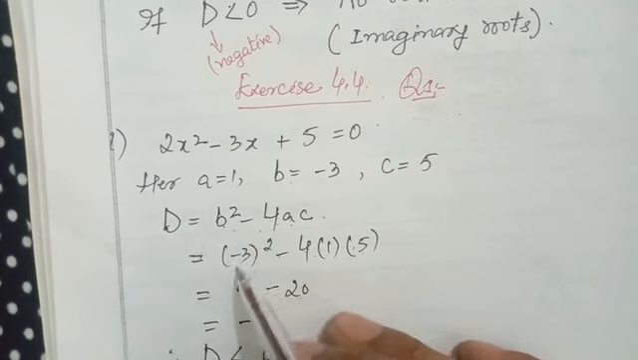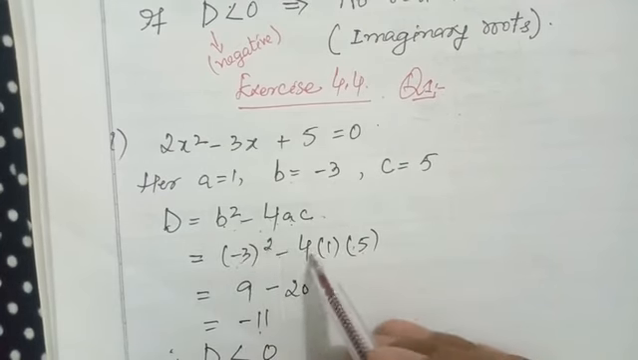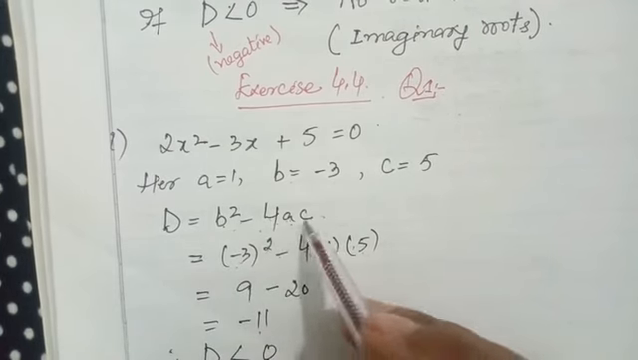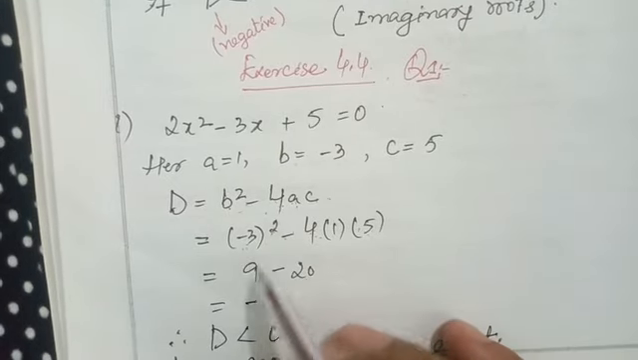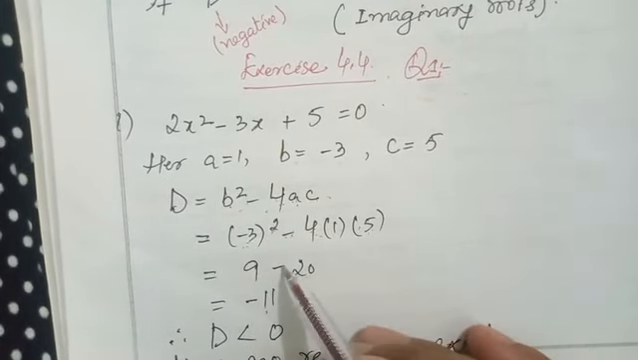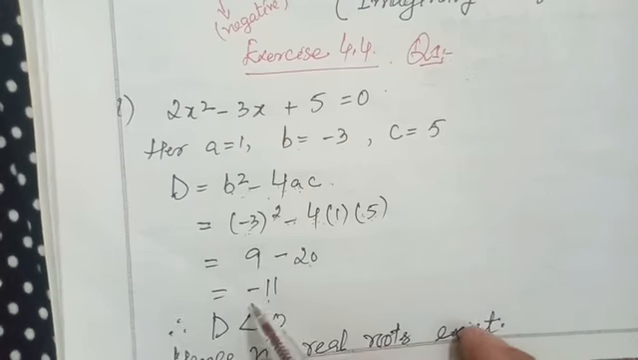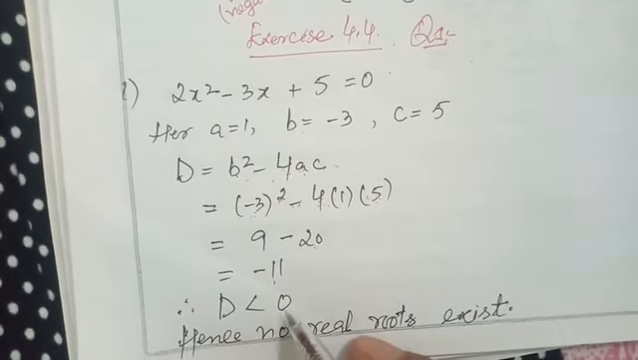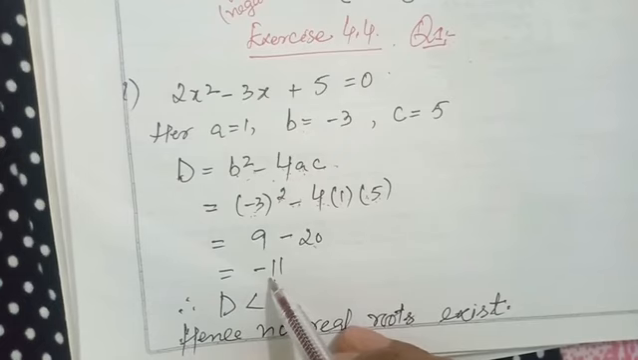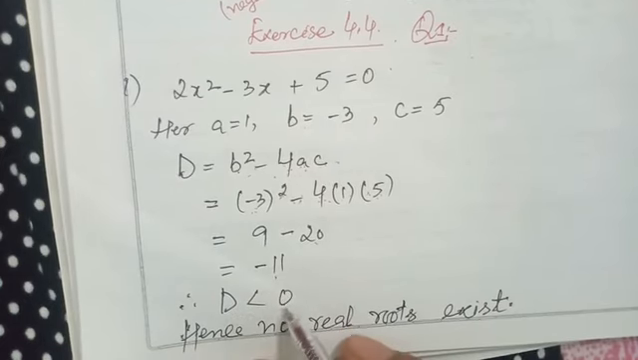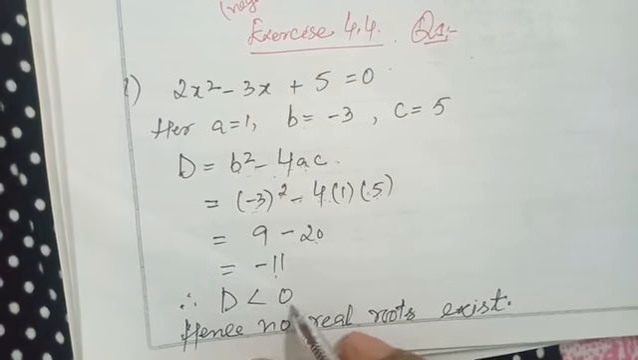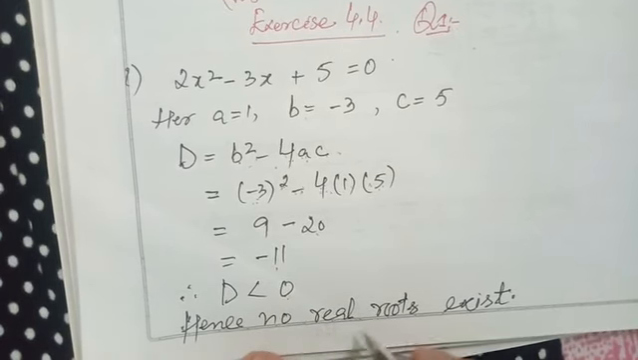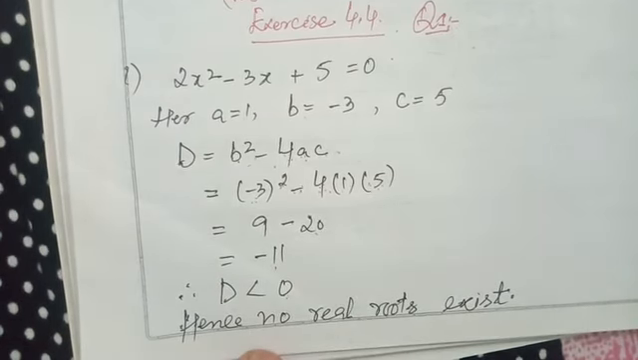Its value is b square minus 4ac. Put here the value, minus 3 whole square, minus 4, put value of a, put value of c, then I will get 3 3 are 9, it's plus 9, minus 4 into 5 is 20, finally I got minus 11. So d is less than 0 because I got here minus 11, it's negative, so discriminant is less than 0. We know when d is less than 0 we can write hence no real roots exist.